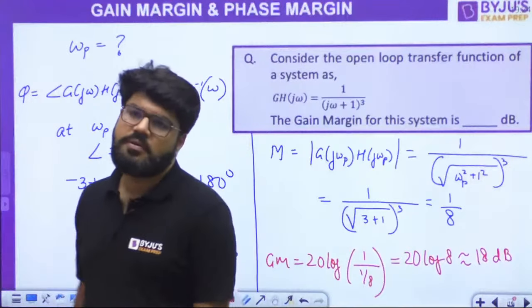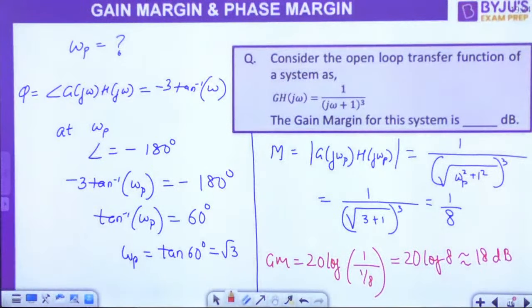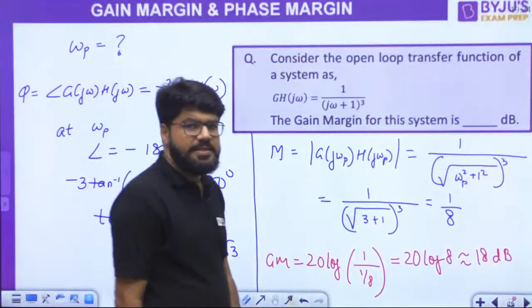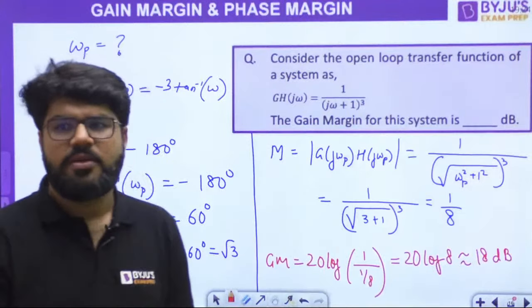Which formula you say, Juhi? The correct answer is 18 dB. The gain margin for the system is 18 decibel. Everybody, okay? Cool. Moving ahead to the next question.